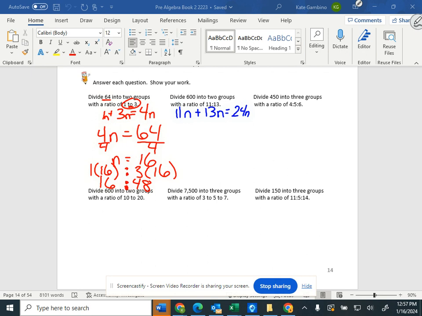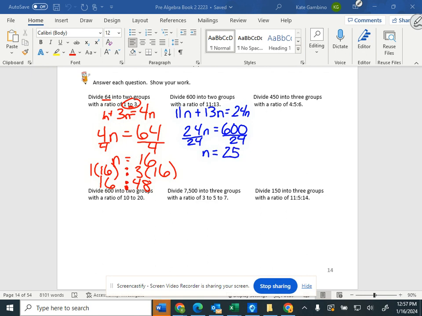24n equals 600. And 24 divided by 24 and 600 divided by 24. Yeah, we want to get n by itself, so we divide both sides by 24. So 600 divided by 24 was what? 25.